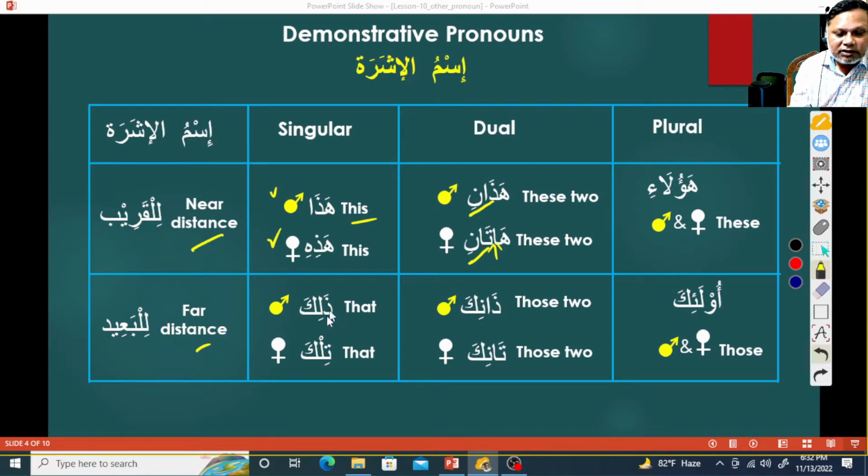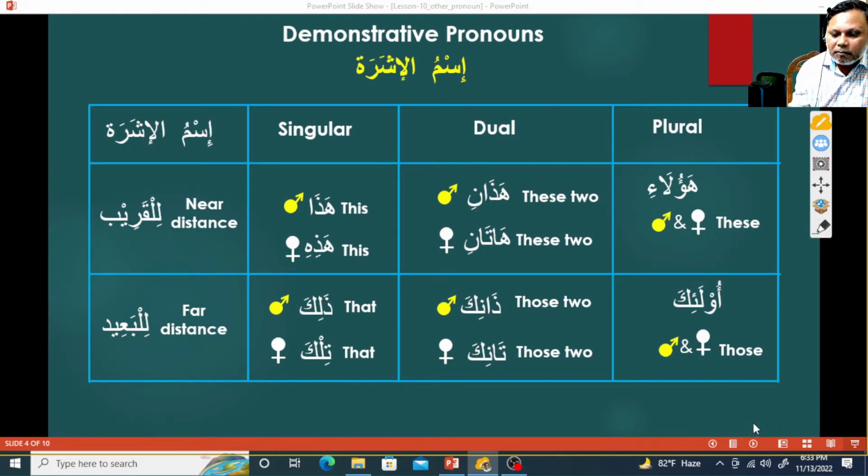And for far distant, Jalika is for male and Tilka for female. For dual, it will be Zanika and Tanika. This is exceptional. We have to remember this one. But this dual is very rarely used. And for far distance, plural will be Ulaika. Those are the book. Ulaika means those. Same for the subject, male and female. So this is the demonstrative pronoun in Arabic.